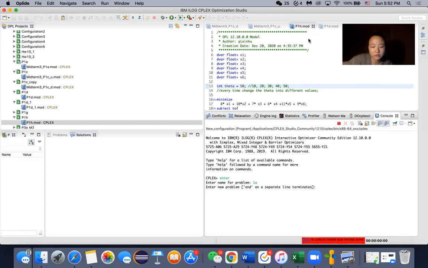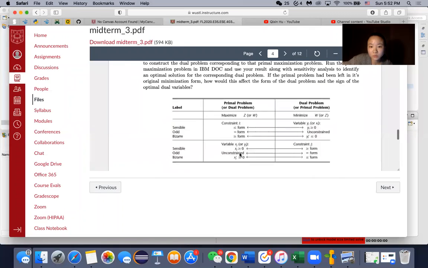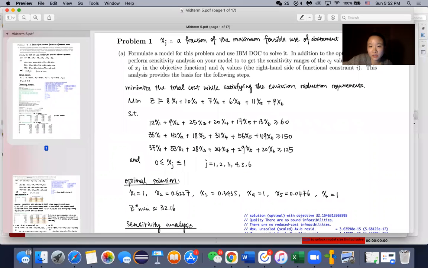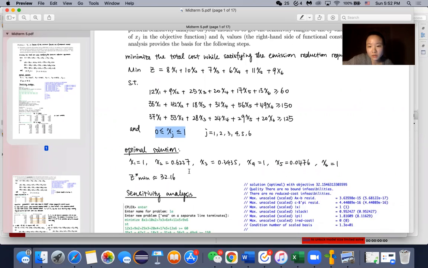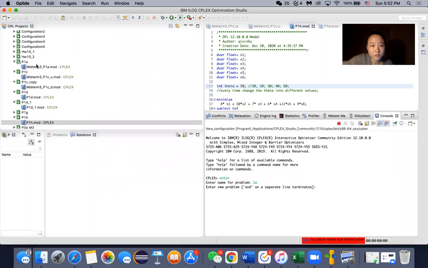Part one is to formulate the problem, and I have it like this. These are the cost coefficients, and this is the government requirements. Since x are the fraction of maximum feasible use, it's between 0 and 1. And I can run part 1.